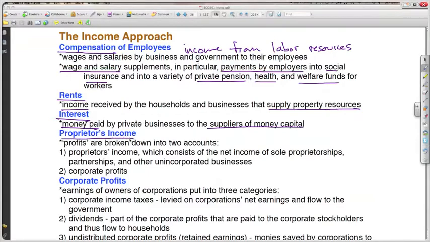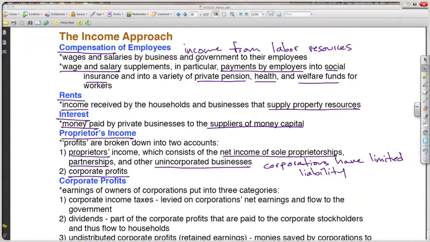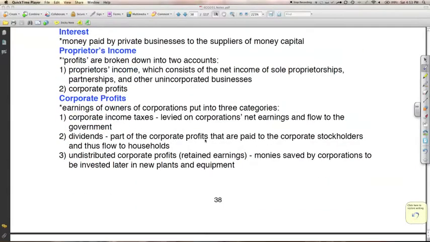We also have proprietor's income. In proprietor's income, profits are broken down into two different types of accounts. First, proprietors, which is the net income of sole proprietorships, partnerships, and other unincorporated businesses, and then corporate profits. Do you guys remember the difference between a sole proprietorship, partnership, and corporation? The biggest difference is that corporations have limited liability. Remember, if someone sues a corporation, they can only go after the corporation's assets. Whereas if someone sues a sole proprietorship or a partnership, they can go after their homes and their children's college funding or whatever else they have saved up aside.